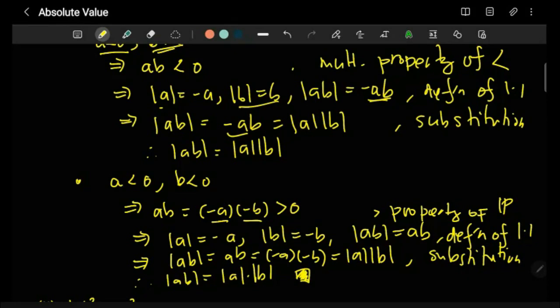Since we've already exhausted all possible cases, then it is true that for all real numbers A and B, the equality holds. Okay? Yan. In-exhaust lang natin yung lahat ng possibility.